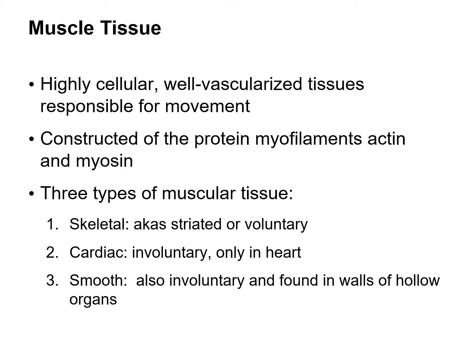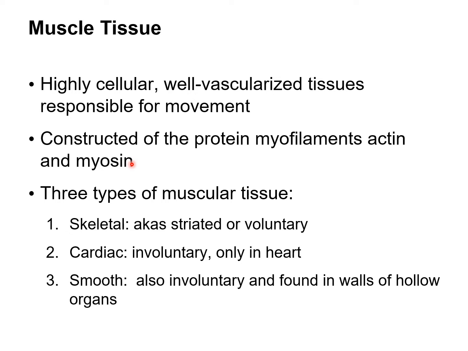Of the four main types of tissue, we have covered epithelial tissue and connective tissue. This short slide covers the remaining two, muscle tissue and nervous tissue. Muscle tissue, responsible for movement, is well vascularized, meaning it has an extensive blood supply. It consists of proteins called myofilaments, which are actin and myosin, but we'll deal with these in later chapters.